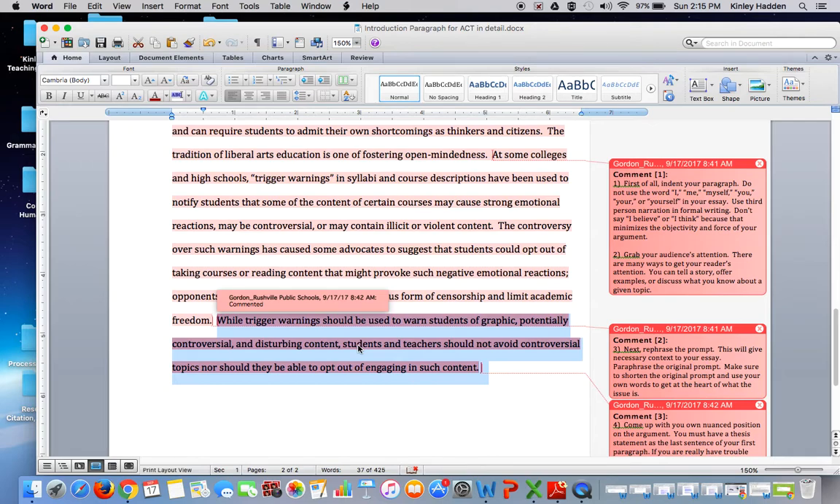That's what you want to do with yours. Try not to think in overly simplistic terms. You are going to be graded on the complexity of your thinking, both on the ACT and for this particular assignment.